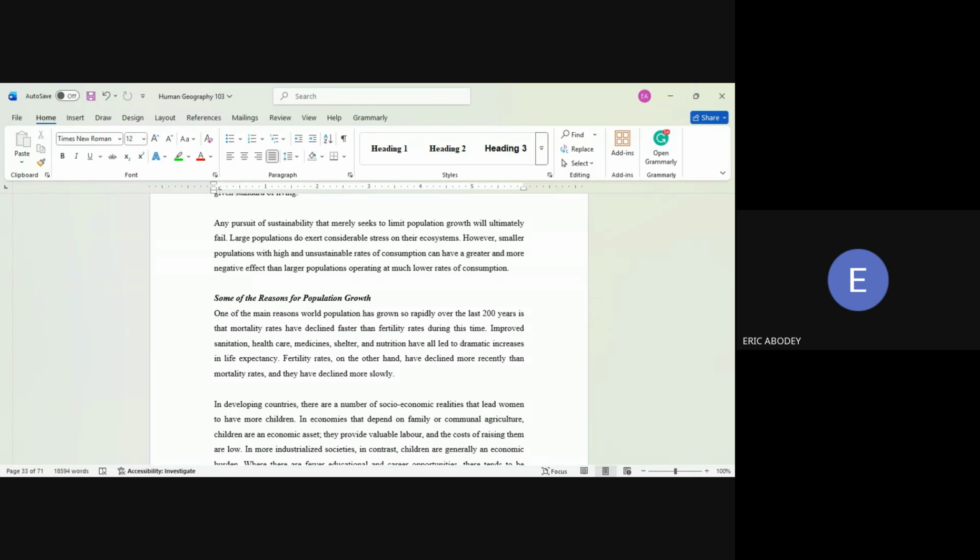So what are some of the reasons for population growth? One of the main reasons world population has grown so rapidly over the last 200 years is that mortality rates have declined faster than fertility rate during this time.